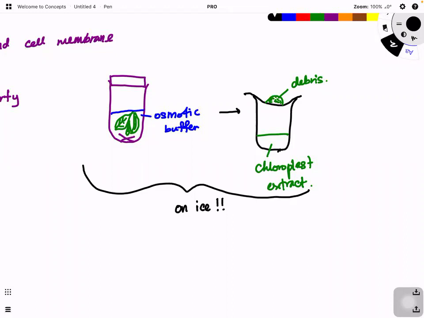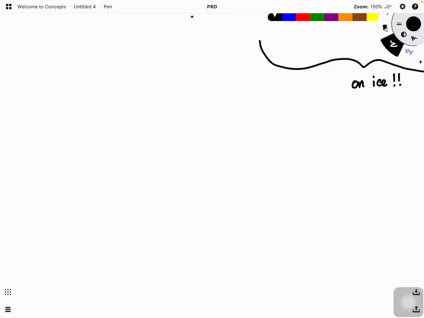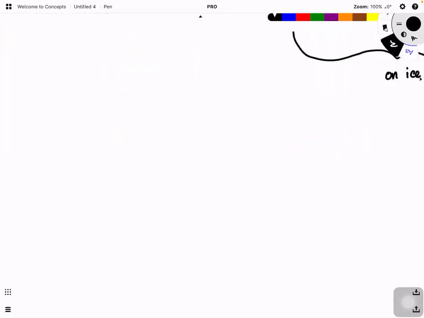Once we get the chloroplast extract, always remember the chloroplast extract is green in color. So what we're going to do now, for each light intensity, we set up this way. The first part is already done, we have extracted the chloroplast. Second part, we run the experiment.